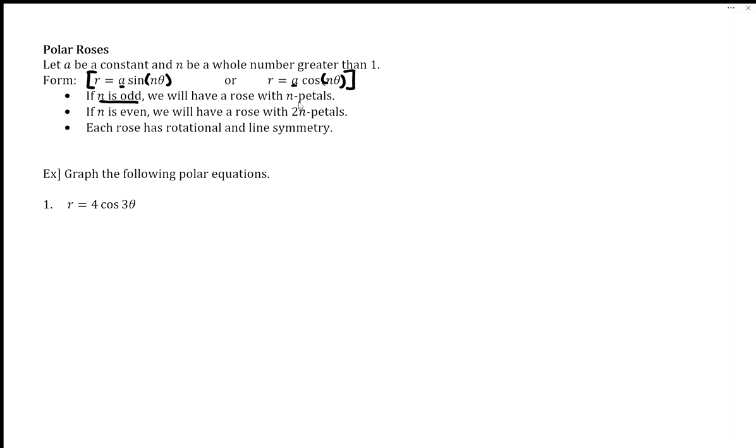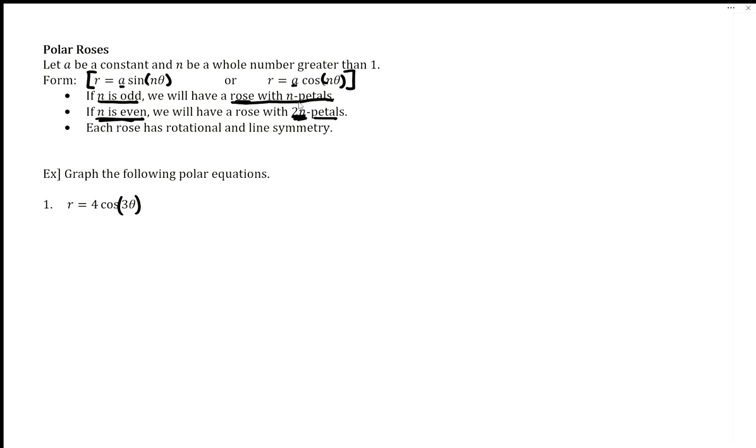So if n is odd, we will have a rose, so they call them polar roses. It's a flower, maybe not really a rose, but anyway, we would still say rose with n petals. So if n is odd, we're going to have n petals. If n is even, we're going to double it for the number of petals, 2n petals. And then after that, we use the properties of symmetry and rotational symmetry to help us with the rest of the graph.